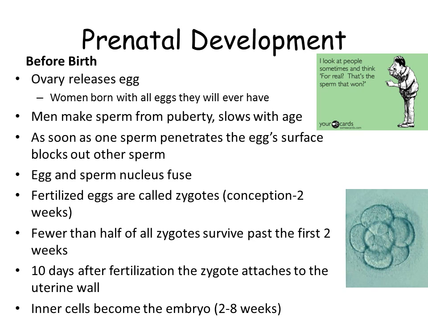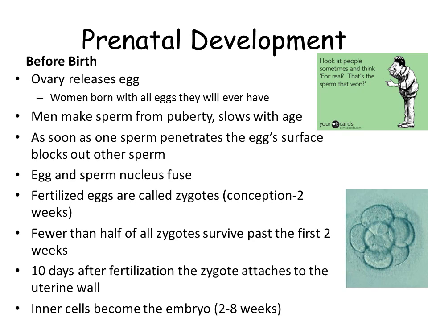Fewer than half of zygotes survive past the first 2 weeks. So nature takes care of that, and half the time the zygote doesn't survive. 10 days after fertilization, the zygote attaches to the uterine wall.